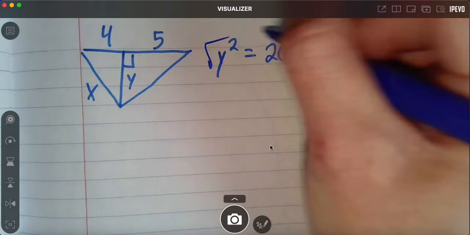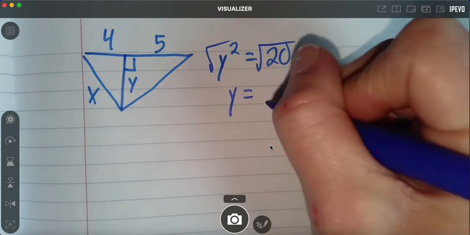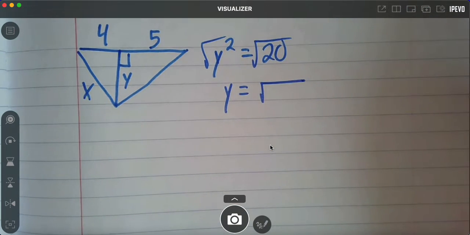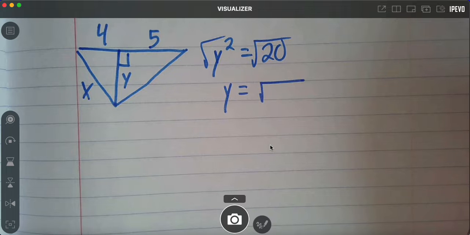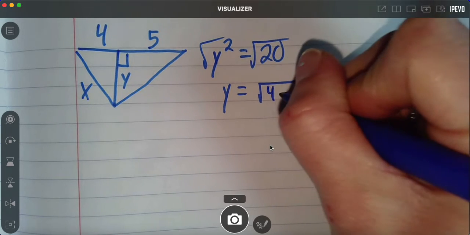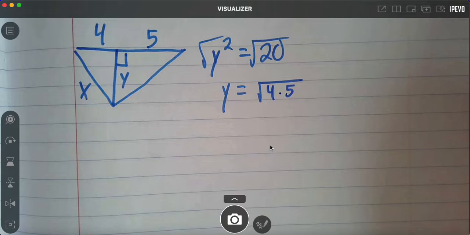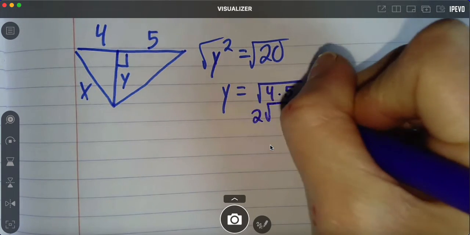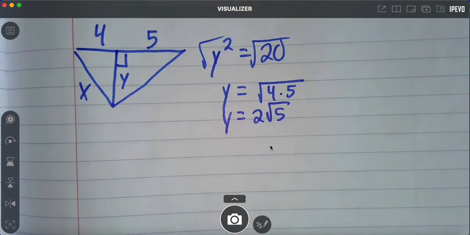Square root both sides. What is 20? Like what times what is 20? That might have a perfect square. 4 and 5. And so what is the square root of 4? So I get 2 square root of 5. That's my y. Does everybody understand that one a little bit better?